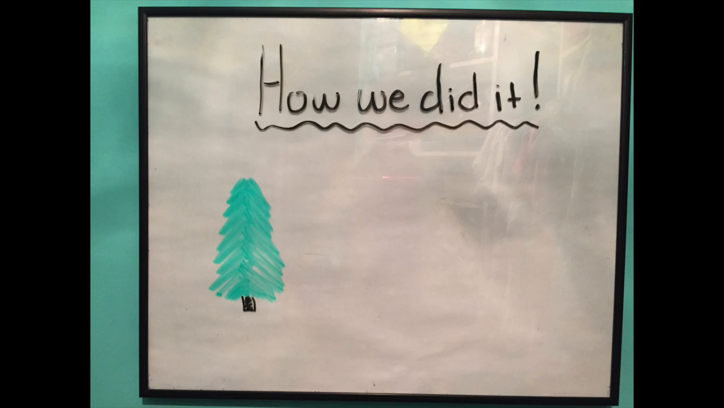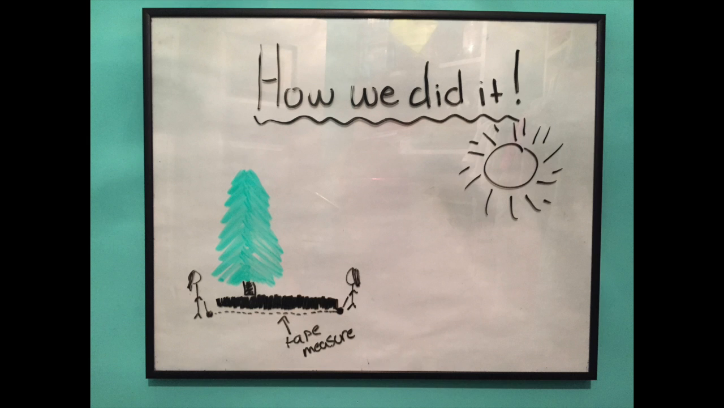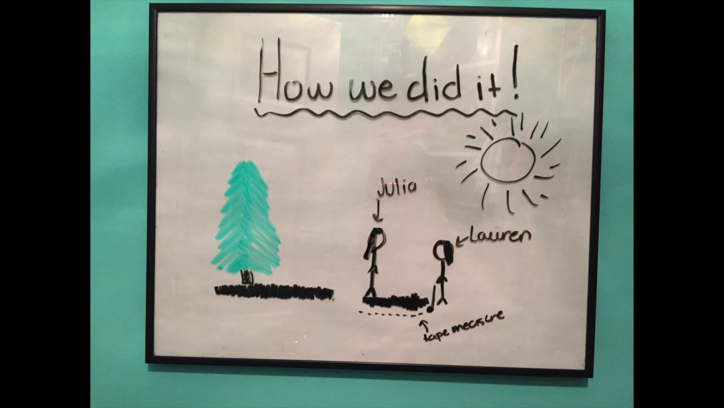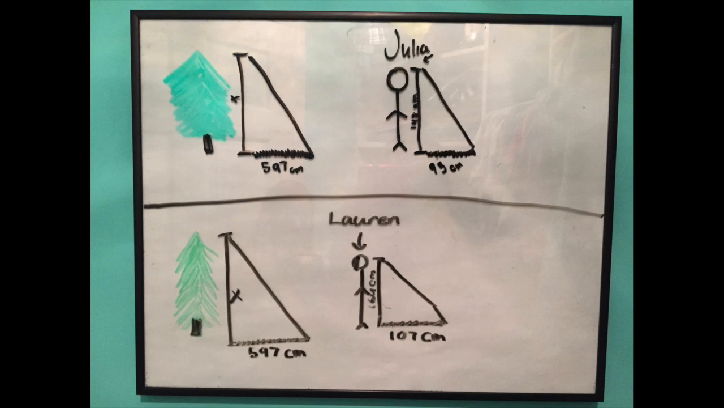First, we used a tree in my backyard around 1 o'clock. Then measured the shadow of it that was created by the sun. And I measured Lauren's shadow and she measured mine. To find x, which is the height of the tree, we created triangles as our diagrams. For the triangle of the tree, the height is unknown, so that is labeled x. In the base of the triangle is the length of its shadow, which is 597 centimeters.